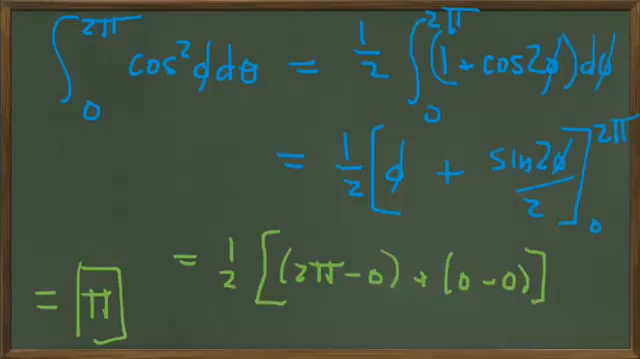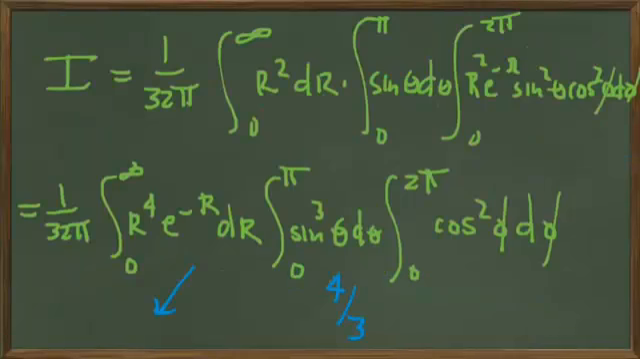So as we plug in the limits 2 pi and 0, we get 2 pi minus 0 plus 0 minus 0, or a result of pi, and let's put that back in on the previous blackboard. So this integral right here is pi, and now we're going to work on this integral here.